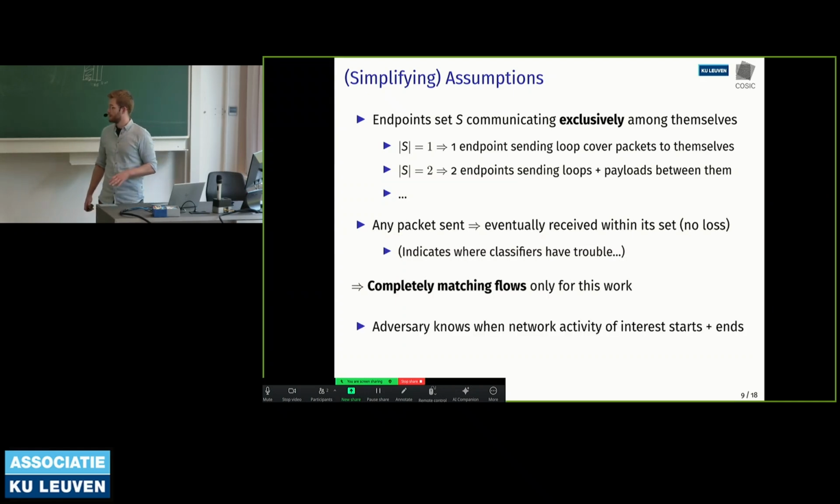And then another practically relevant assumption that we're making is that the adversary knows when the network activity of interest starts and ends. Of course, this is a little bit of an optimistic assumption because that might be difficult to determine from the outside. But for this work, we want to look at, if they know, how far can they get?